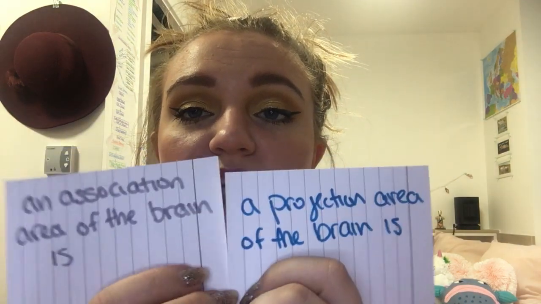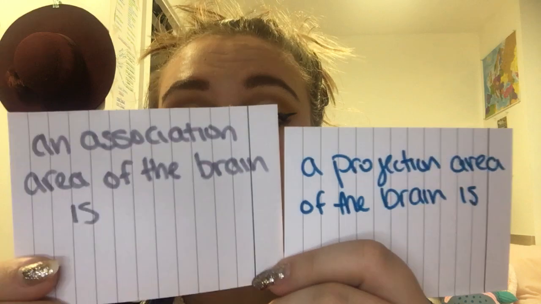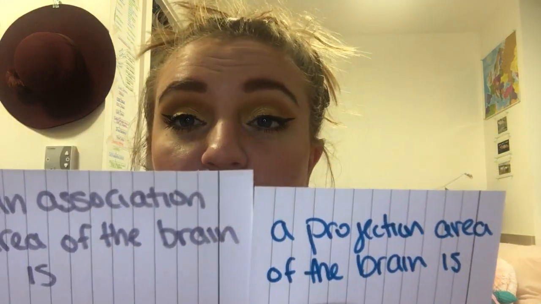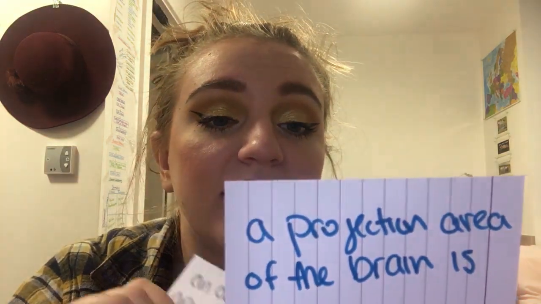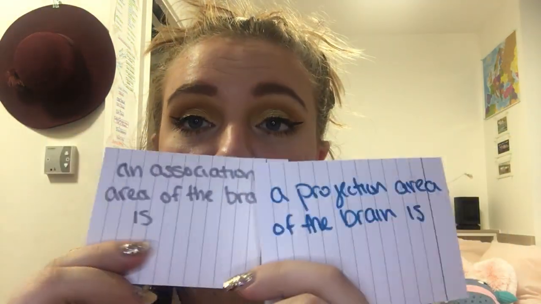An association area of the brain is, so think about it in this context. There's an association area of the brain, and there's a projection area of the brain. An association area of the brain is an area that integrates input from other regions of the brain. A projection area of the brain is an area that does more rudimentary or simple perception and motor tasks. So think about these things in contrast to each other.